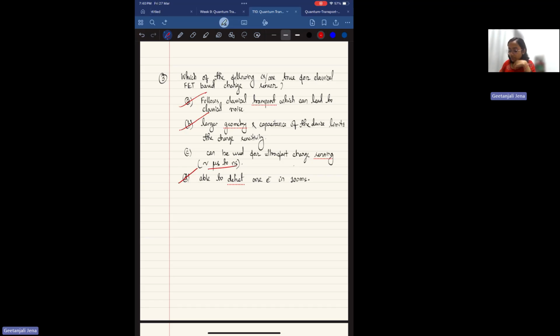But if we look at option C, it says that it can be used for ultra fast charge sensing, which has order of microsecond to nanosecond. So this is not true. So that means the answer to this question is A, B, and D.